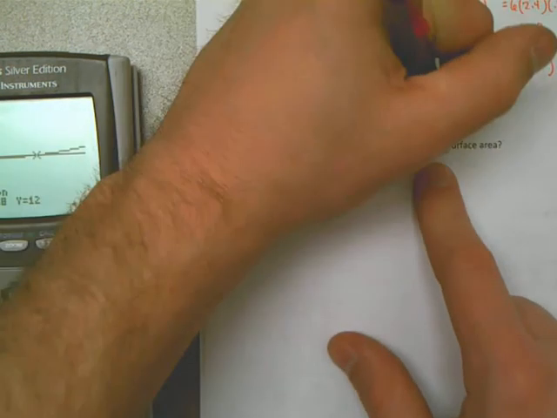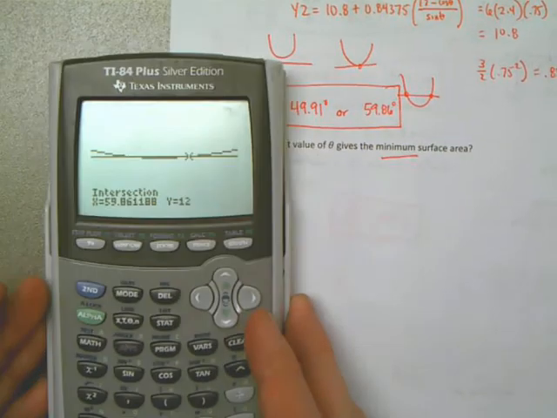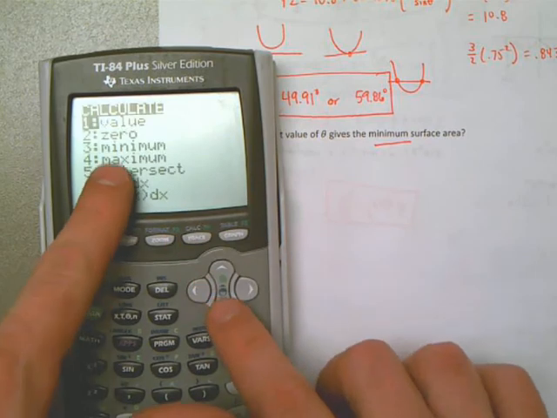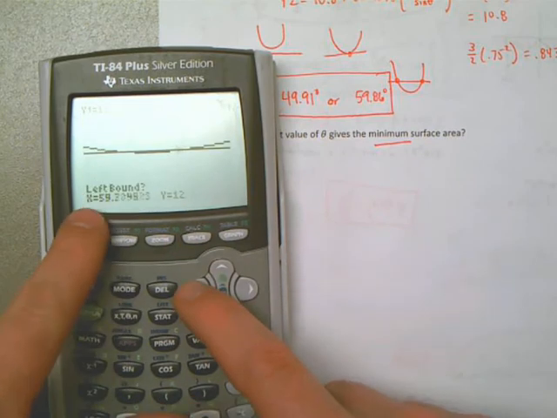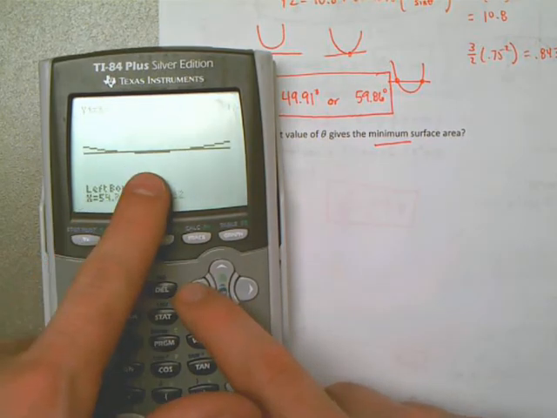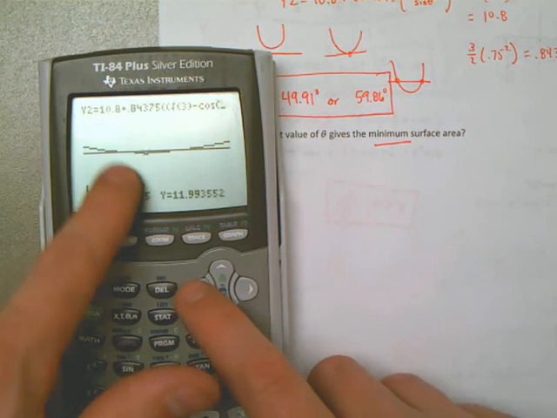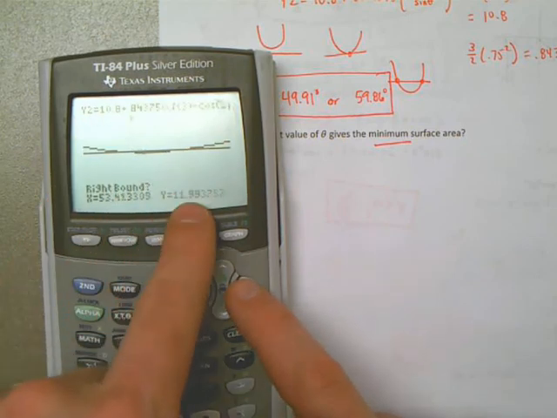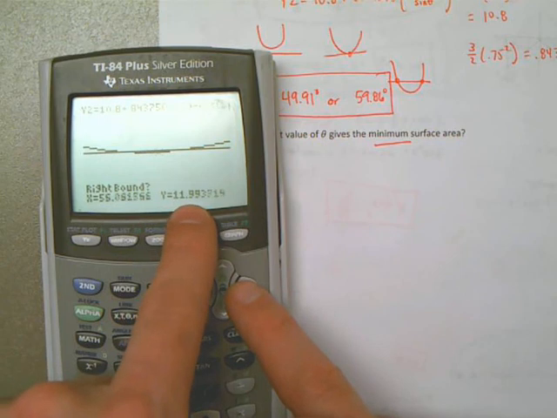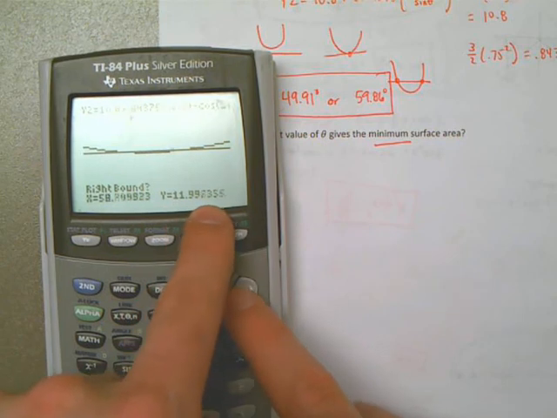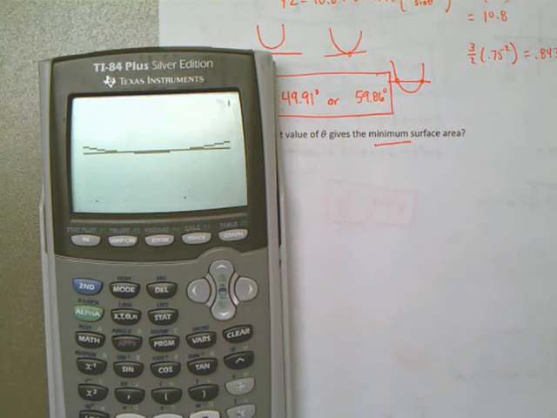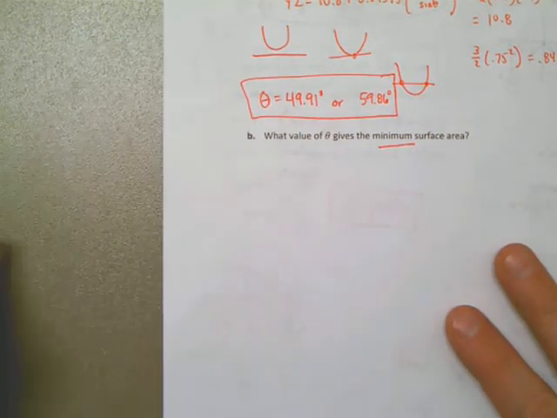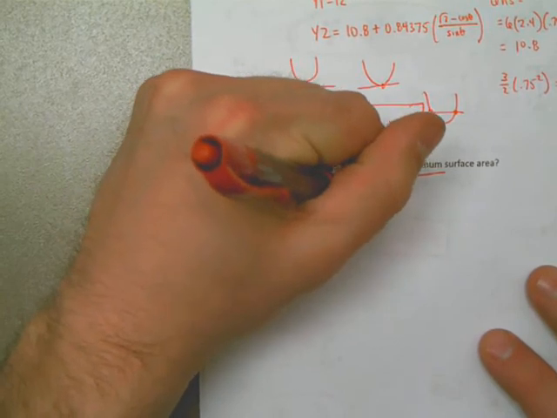Now, the last question says what value gives the minimum surface area. So minimum is the key word here. We're looking at this parabola-like shape. We want to find the lowest point. Easy way to do that is just to say second calculate the minimum. It says left boundary, so I need to go to the left of the, oh, by the way, I'm going to hit the down arrow to switch to this one. Somewhere here. And watching this, looks like it's going back up, isn't it? So here, hit enter. The minimum is at an angle of 54.74 degrees.